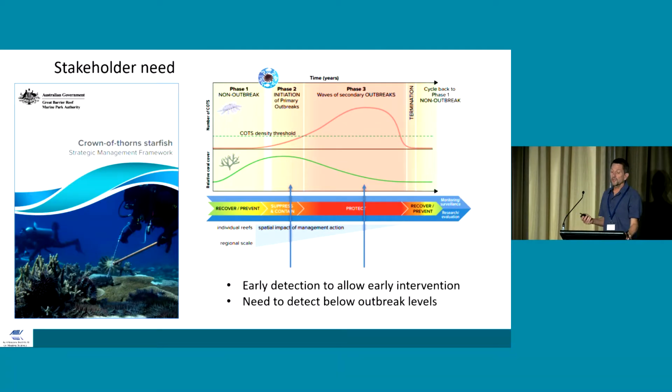With regards to stakeholders, it's quite obvious with the crown-of-thorns that the main stakeholders are AMPTO and other tourism operations, and GBRMPA. Of course, GBRMPA last year published a strategic management framework for crown-of-thorns, splitting the outbreaks into 4 different phases: the non-outbreak phase, the initiation phase, the waves of secondary outbreaks, which is the one we are currently in, and then the termination phase.